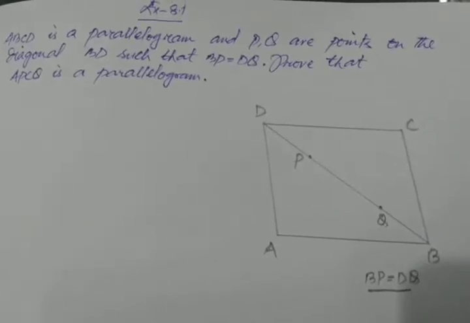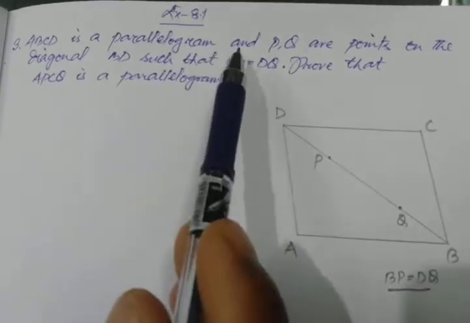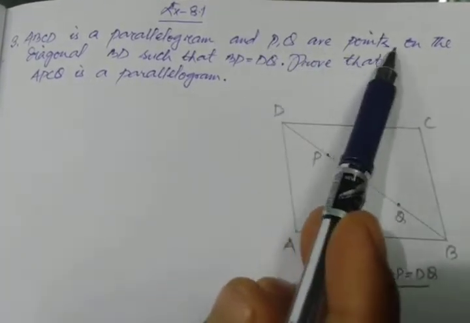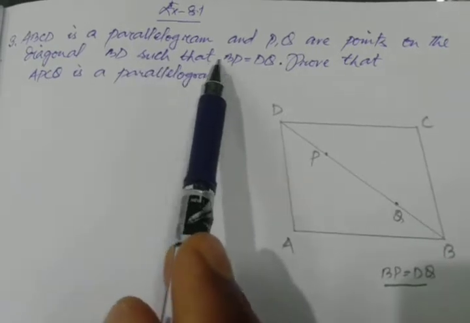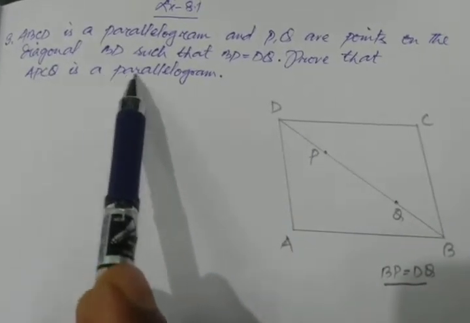Exercise 8.1, question number 3. ABCD is a parallelogram and P, Q are points on the diagonal BD such that BP equals DQ. Prove that APCQ is a parallelogram.